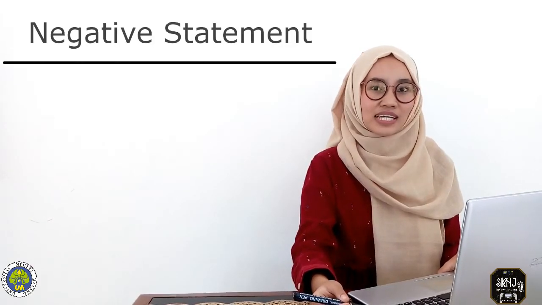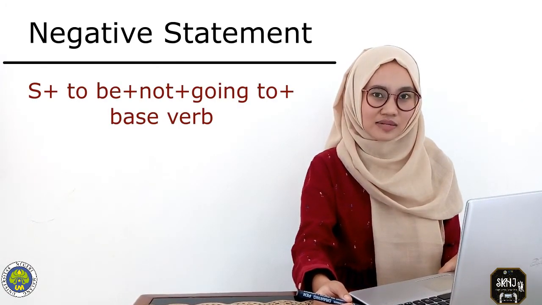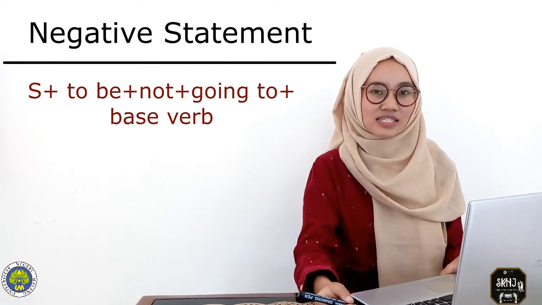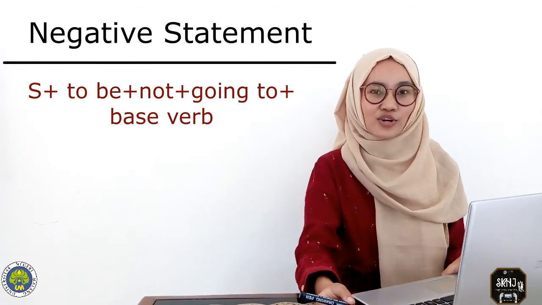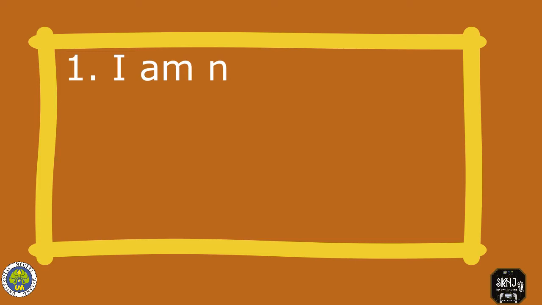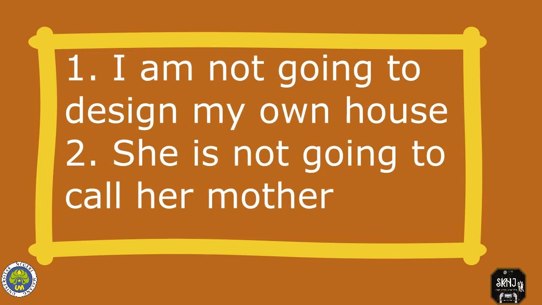While to make a negative sentence, the pattern is subject plus to be, is, am, are, plus not, plus going to, plus verb in the basic form. The examples are: I am not going to design my house and she is not going to call her mother.